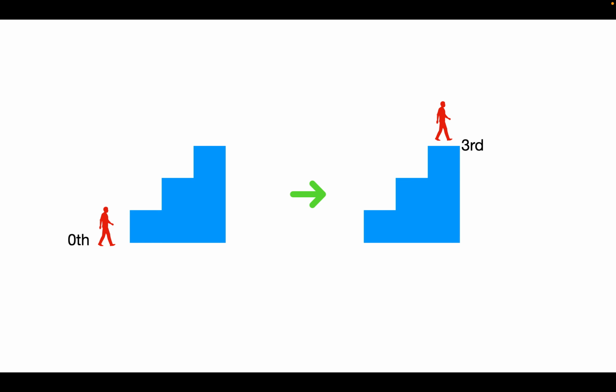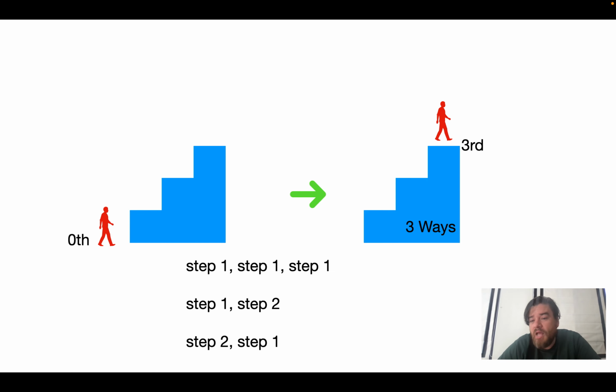We can even draw a diagram to help us make sense of the question. So from the floor to the third step, how many ways do we have? We can step by 1, step by 1, step by 1. You can step by 1, step by 2. You can step by 2 and then step by 1, and that's it.